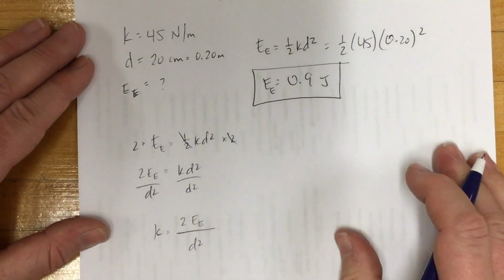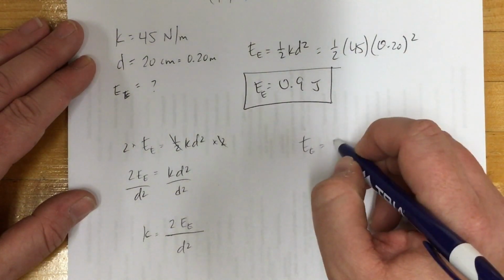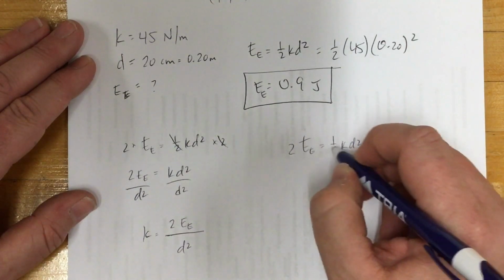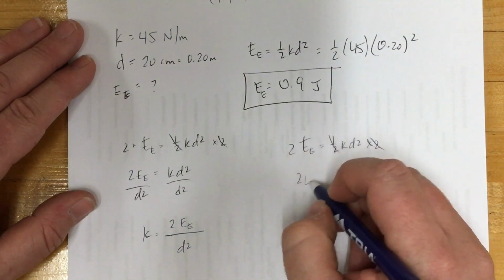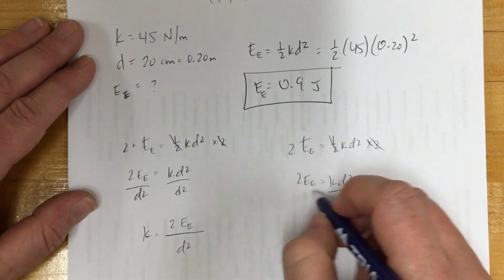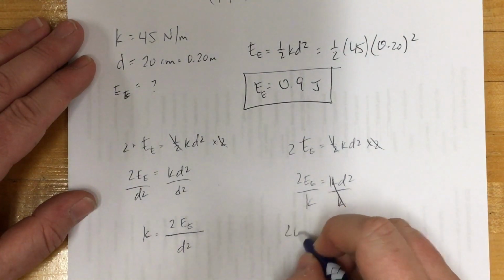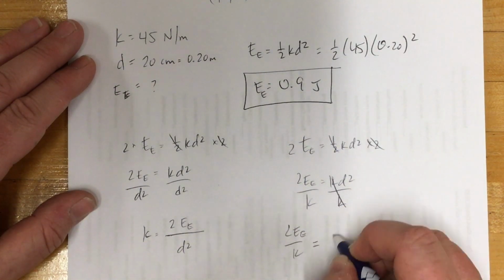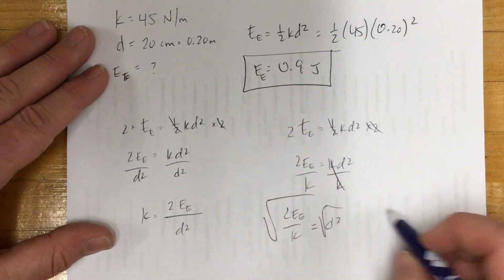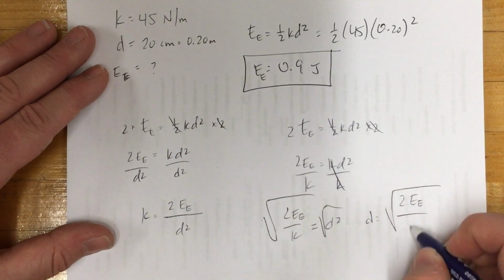If you needed to solve for the d, you would start off with elastic energy equals 1/2 kd squared. You would multiply both sides by 2. The half cancels out. You'd have 2 EE equals kd squared. Divide both sides by k, and you still have that 2 EE over k equals d squared. To get rid of the square, you would take the reverse of that, so you'd square root both sides, leaving you with the equation that d equals the square root of 2 times your elastic energy over k.